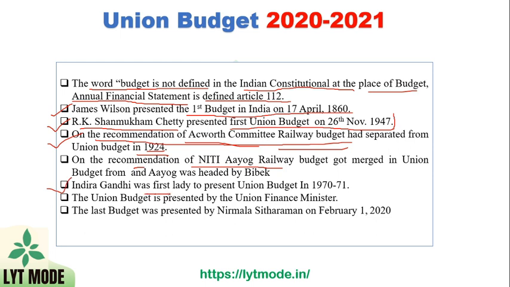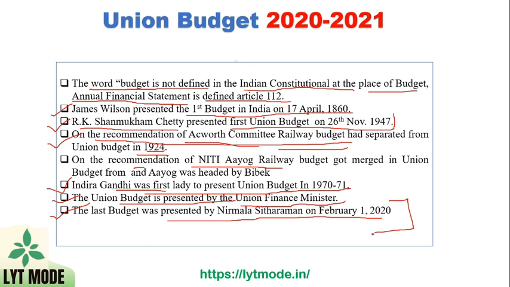Indira Gandhi was the first woman who presented the union budget, in 1970-71. So she was the first woman to present the union budget. The next point is, the union budget is always presented by the union finance minister. Indira Gandhi was prime minister, but she was also the finance minister in that period. And the last budget was presented by Nirmala Sitharaman on 1st February 2020. This was the last budget presented by Nirmala Sitharaman, because this is the current running fiscal year.